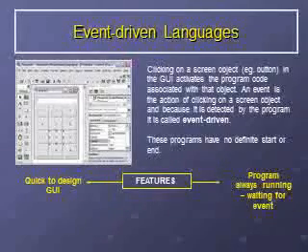There are features of event-driven languages which make it stand out from procedural languages, and that is obviously it's quick to design its graphical user interface. You just drag icons from the toolbar and you set the properties in the properties box. And as I said, the feature of an event-driven language is that it's always running and waiting for something to happen.